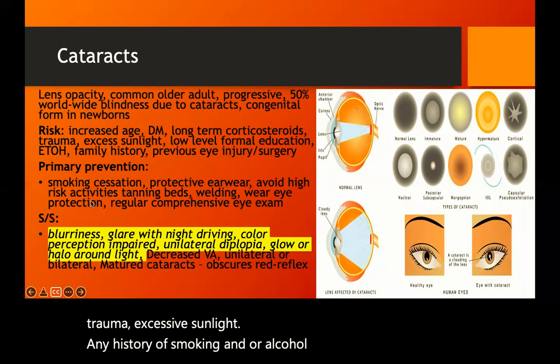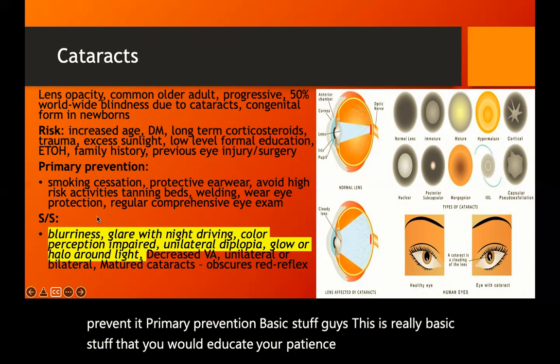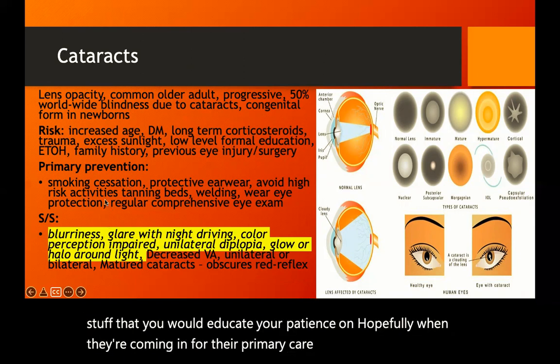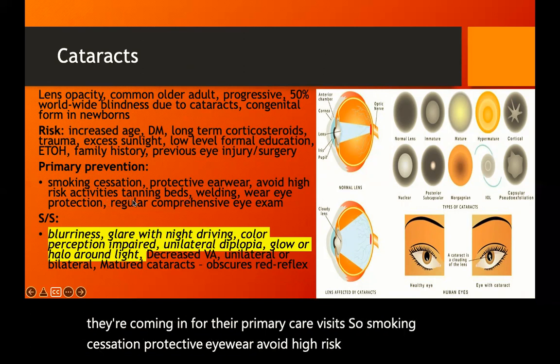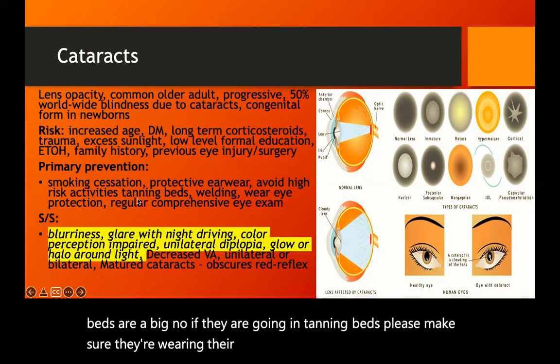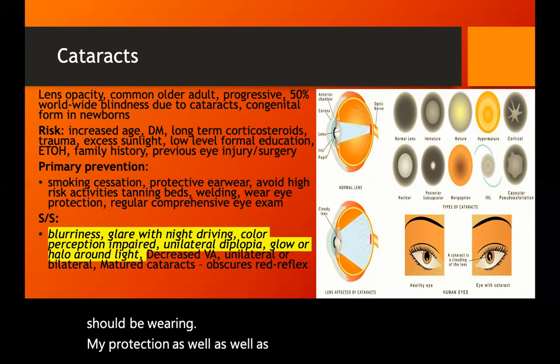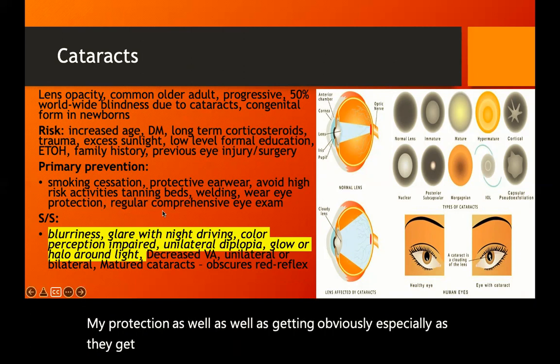All right, so ways to prevent it, primary prevention, basic stuff, guys. This is really basic stuff that you would educate your patients on, hopefully, when they're coming in for their primary care visits. So smoking cessation, protective eyewear, avoid high-risk activities. Tanning beds are a big no-no. If they are going in tanning beds, please make sure they're wearing their little sun eye protection in there. If they're doing any kind of welding or construction, they should be wearing eye protection as well as getting, obviously, especially as patients get older, regular comprehensive eye exams.